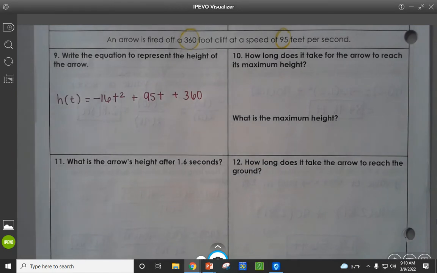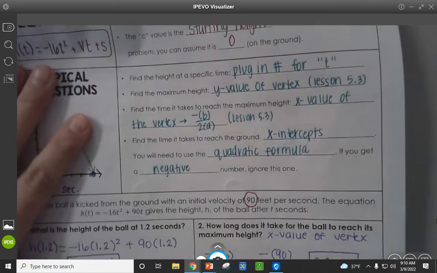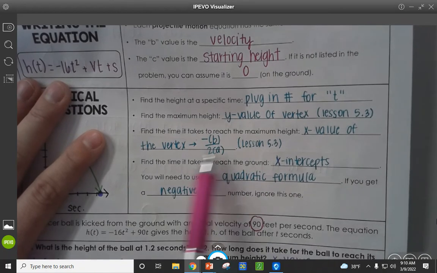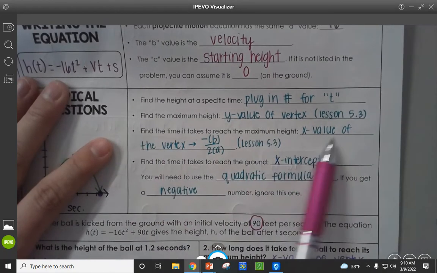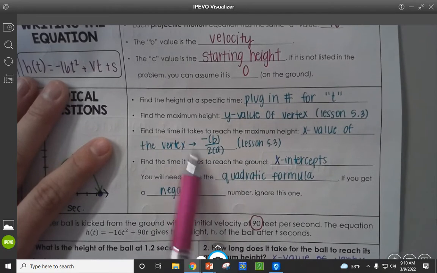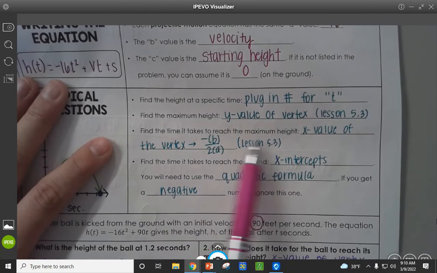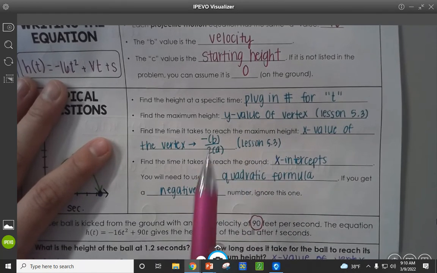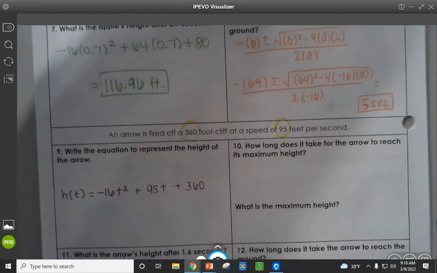All right, number 10. How long does it take for the arrow to reach its maximum height? So if I look back here, how long is talking about the time that it takes to reach the maximum height. So that's the third bullet. That's the x value of the vertex, and we're going to use the formula negative b over 2a. And it specifically tells you what lesson we did this type of thing in. But negative b over 2a.